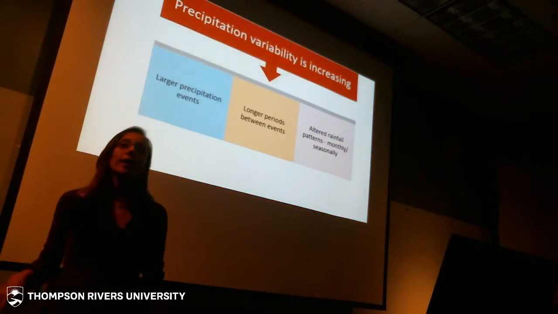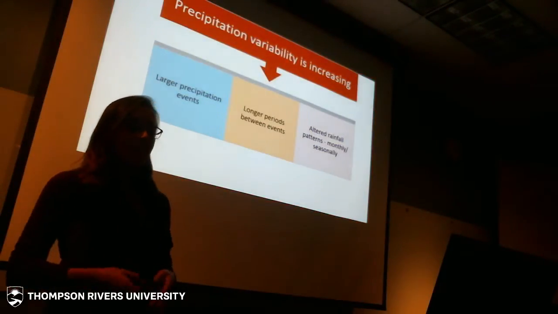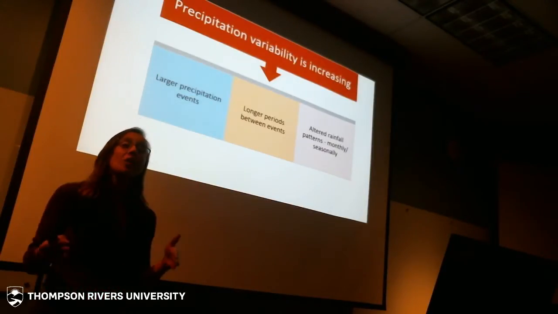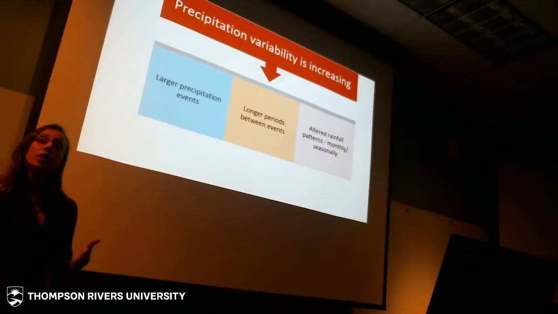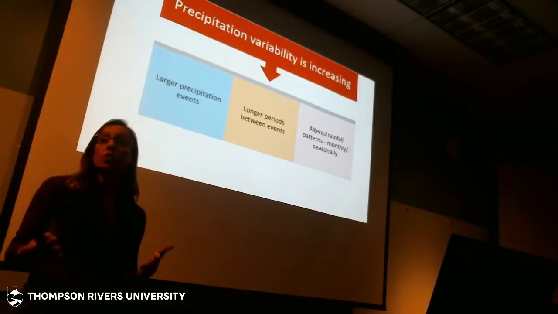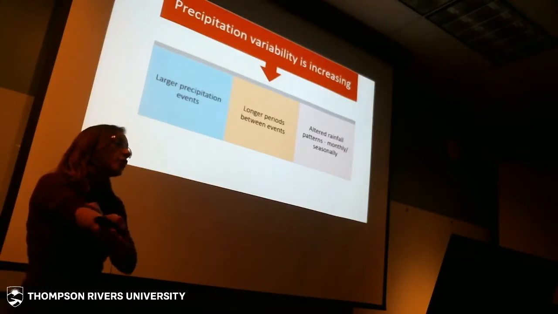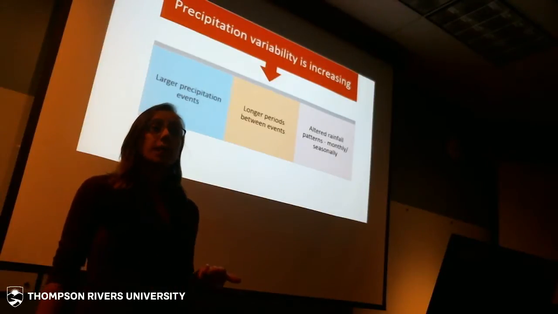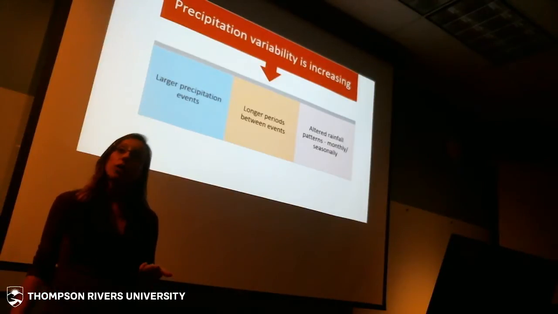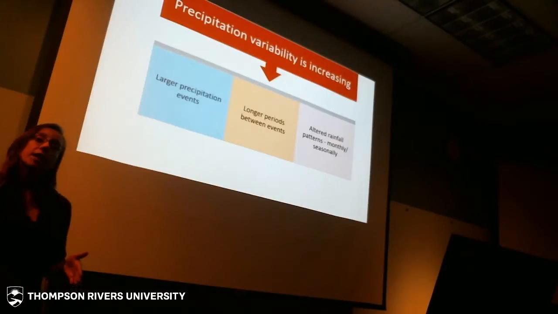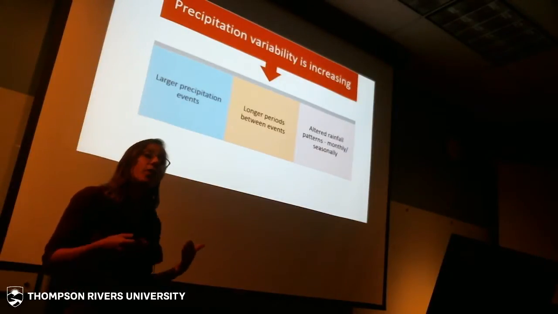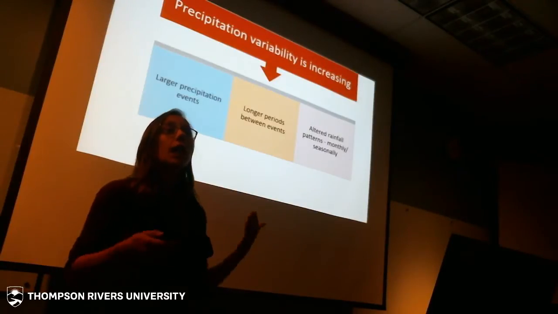So the whole point of this, not that you didn't get to see that awesome animation, is that precipitation variability is increasing as a result of the weakening jet stream. And this essentially just means a few things. One, we're expected to see larger precipitation events when they do occur and longer periods between precipitation events. It's also projected that there will be changes in rainfall patterns both monthly as well as seasonally.